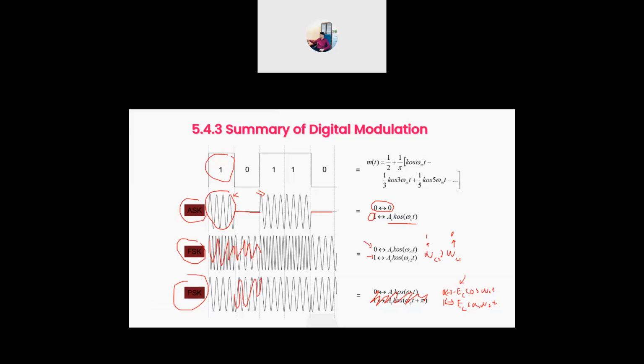For bit 1 the phase shift is 0. When we talk about phase shift 0, it results in EC cos omega CT. That's why you have EC here, with phase shift and positive. And then the next one changes from 1 to 0, with a phase shift of 180, and it results in negative EC cos omega CT. That's why you have negative here, and so on.